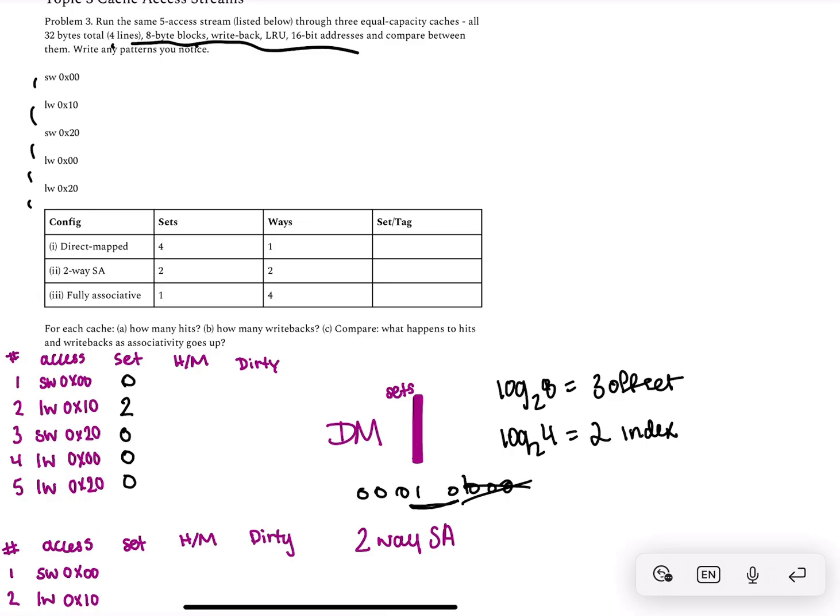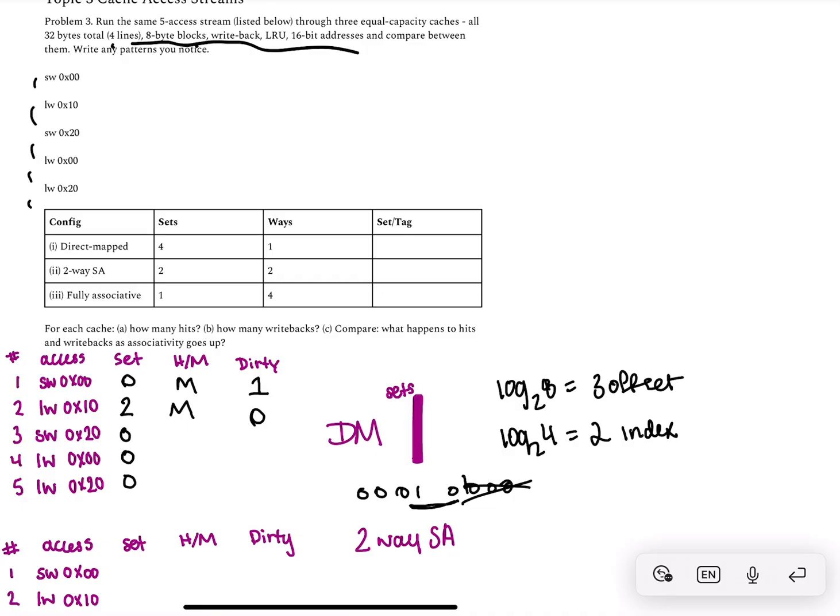So first we're doing a store word. We're storing this value, and our cache is empty, so we miss when we store that, and we set our dirty bit to 1 because it is a store word. 0x00 is dirty. Next, we are loading in this value. It's a miss, it's not already there, and we're just loading it into set 2.